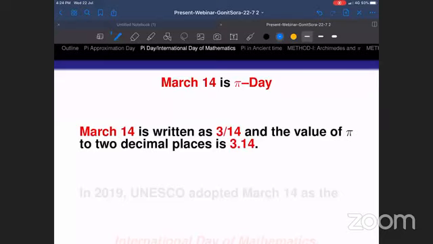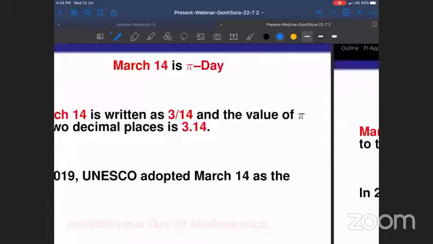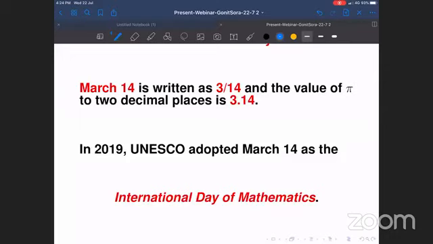And in 2019, UNESCO adopted March 14 as the International Day of Mathematics. And from 2020 onwards, we are observing Pi Day as the International Day of Mathematics. So this year is the first year where we observed International Day of Mathematics as well as Pi Day on the same day, March 14. And this is actually quite a long history.